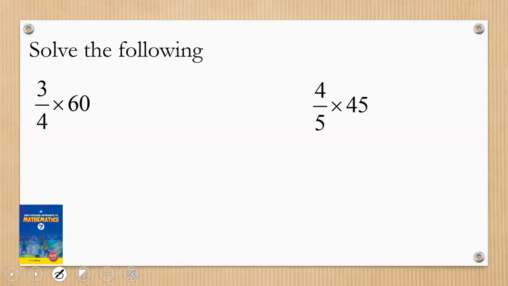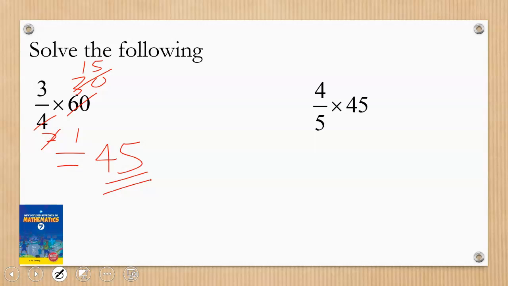So a very simple way, we just do cancellation and solve this question. Let's take it one after the other. 2 can divide here as 2, 2 can divide here as 30. Again, 2 can divide here as 1, 2 can divide here as 15. So 15 times 3 is 45. So 3/4 of 60 is 45. If 60 students are in a class and 3/4 of them like mathematics, then 45 of these students like mathematics.